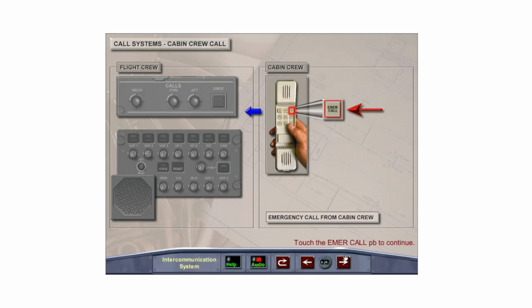When the emergency call push button is pressed on a cabin attendant handset, the white on light and the amber call light flash on the overhead calls panel. The amber attendant light on the ACP panels flash, and 3 long buzzers sound in the cockpit.